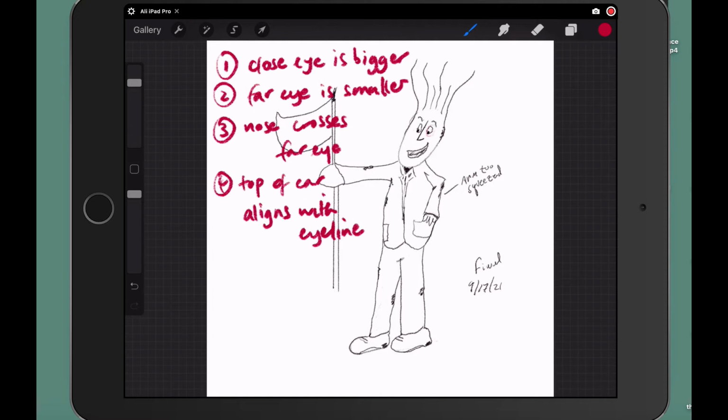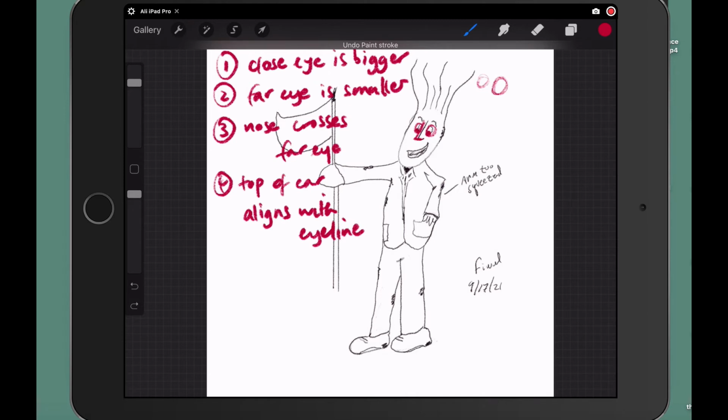This eye, being the closer eye, is going to be a little bit larger. Okay, so we just want it to be bigger. And then by default, if the other eye stays the same size, it will be smaller. In general, you won't see the full circle of this eye. Okay, the nose will cross over. You just draw it a little bit further over towards the far eye, and it covers the inner edge of the far eye, and that is what you want. Okay, so that is important. You want the closer eye to be larger, the further eye to be smaller, and the nose to cross over part of the further eye.